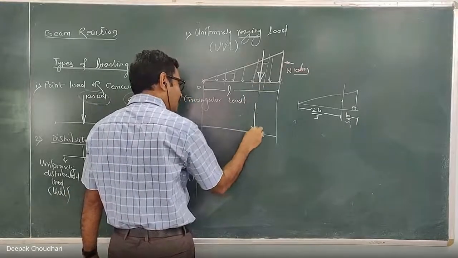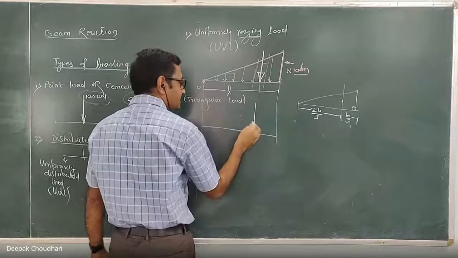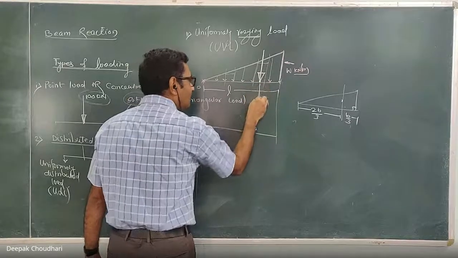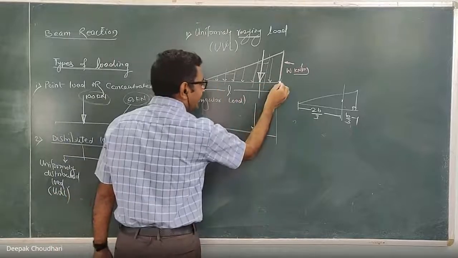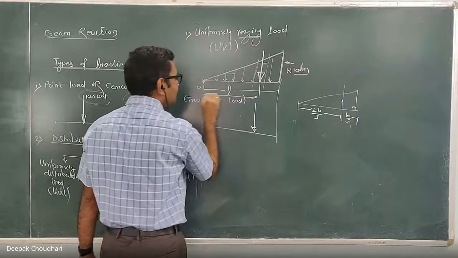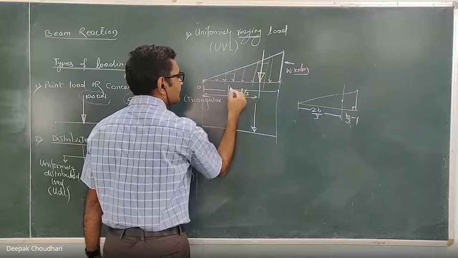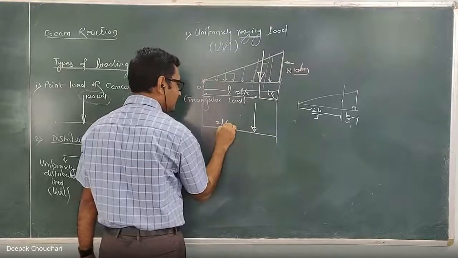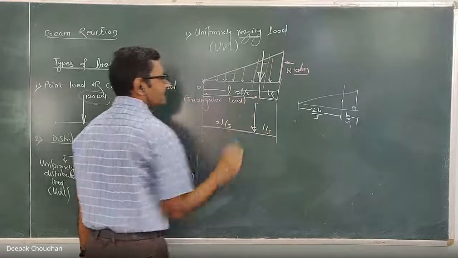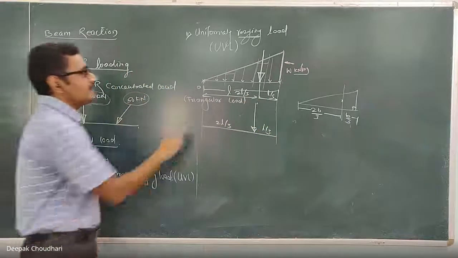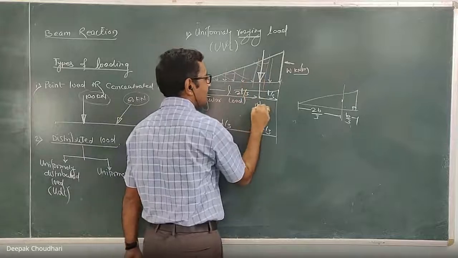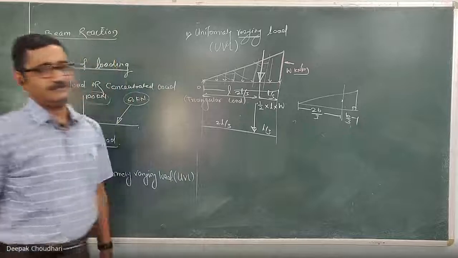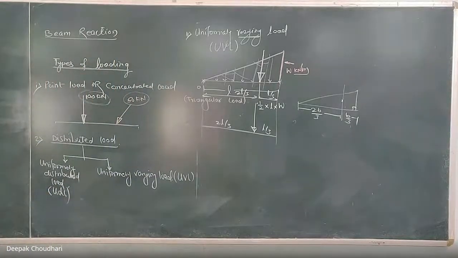Here, यहाँ पे centroid पे act होता है. Then, what is the exact position of this equivalent point load which acts at the centroid? अगर base है L here, so this distance will be 2L by 3, and this will be L by 3. Then what is the magnitude of that equivalent point load? It is equal to the area of this triangle, so it is half into L into W. This is the magnitude of that equivalent point load.